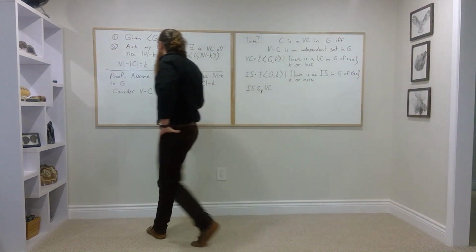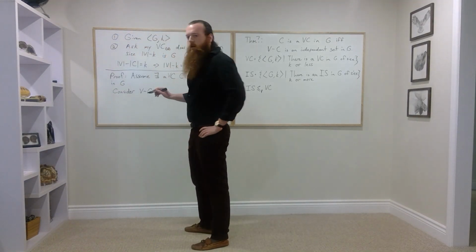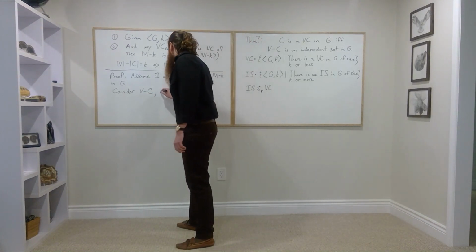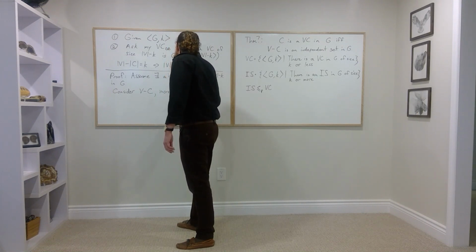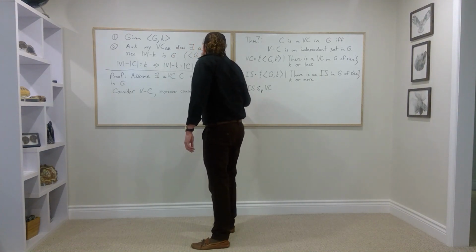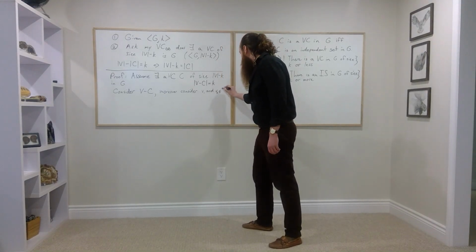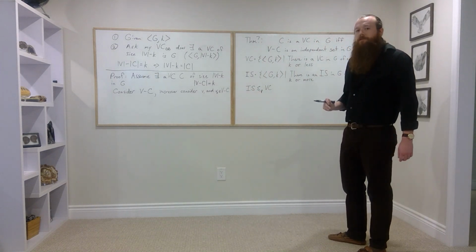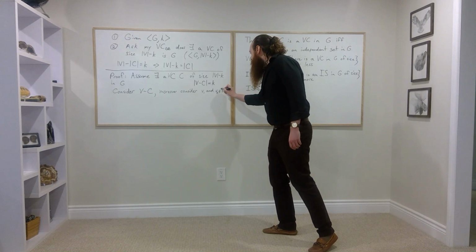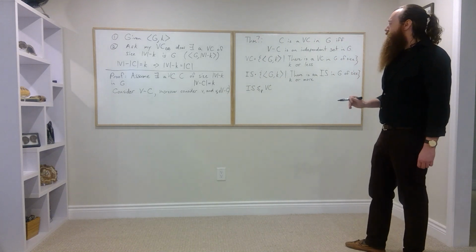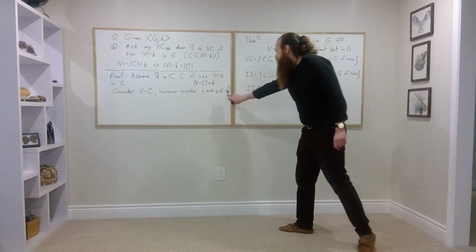Well, let's consider two vertices in this particular set. Moreover, consider V1 and V2 that are elements of V minus C. Oh boy, I've backed myself into a corner. Hopefully you can read that. So V1 and V2 that are elements of V minus C, with some brackets around there. That's rough. Oh well.